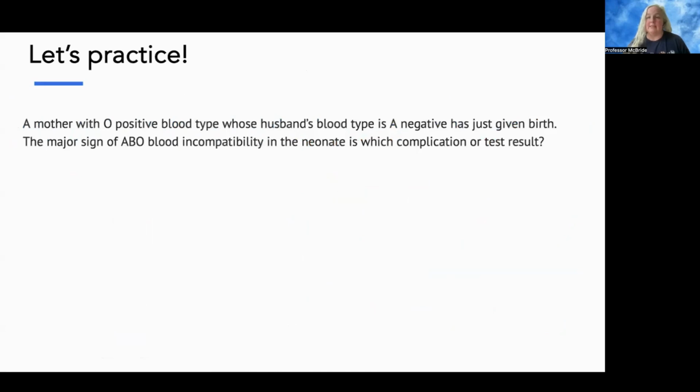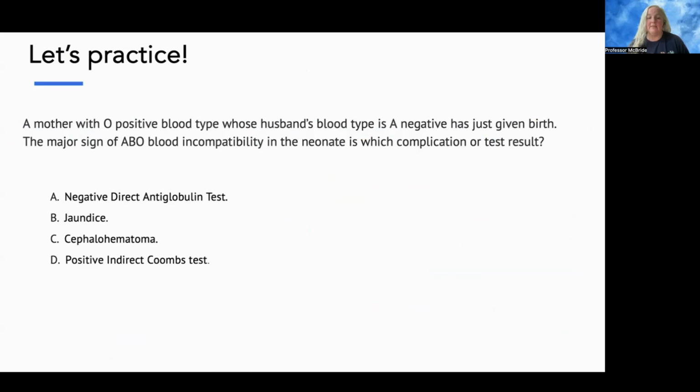So let's practice. A mother with O positive blood type whose husband's blood type is A negative has just given birth. The major sign of ABO blood incompatibility in the neonate is which complication or test result? A negative direct antiglobulin test, jaundice, cephalohematoma, or a positive indirect Coombs test.